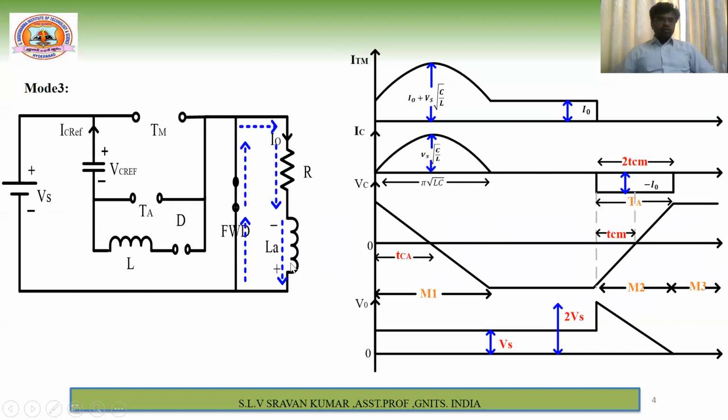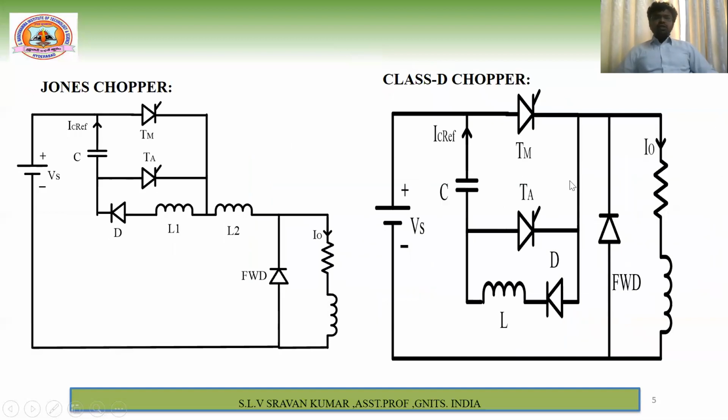Already I have discussed it in your class itself. Again, I have repeated it because of the Jones chopper, right? So now see what is the difference between the Jones chopper and the class D chopper. Both are almost 99% the same. Only the difference I will tell you. First of all, just observe this commutation circuit: TM, TA, diode, inductor, capacitor. This commutation circuit is the same in both. Again, the load here also will be the same. Understand what I'm saying? Freewheeling, load, everything is the same.